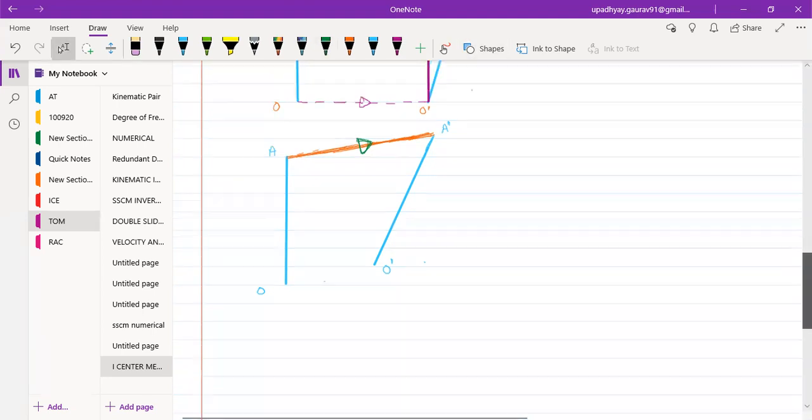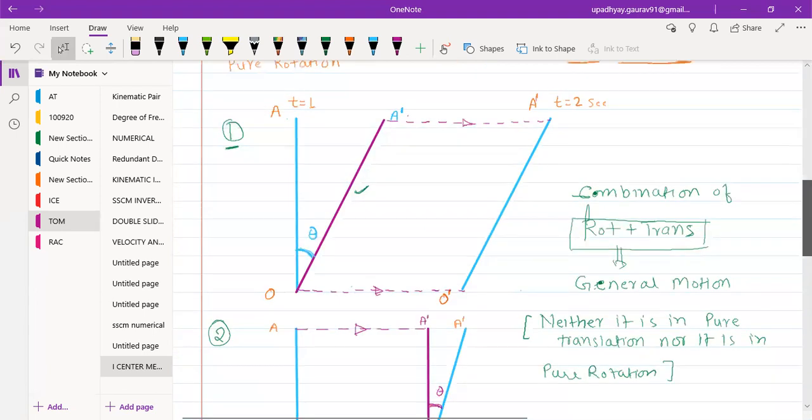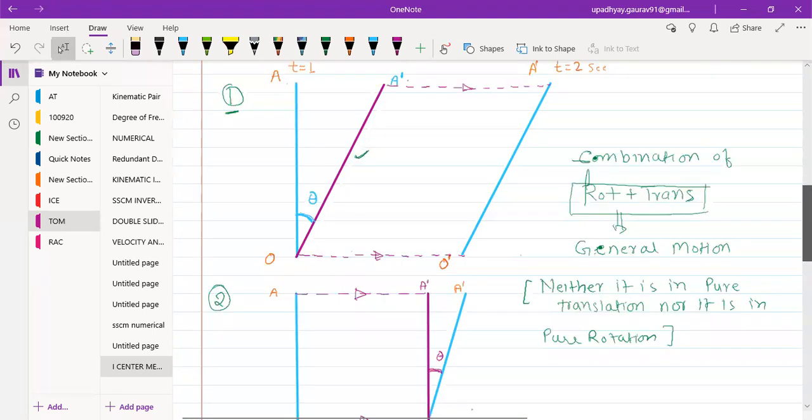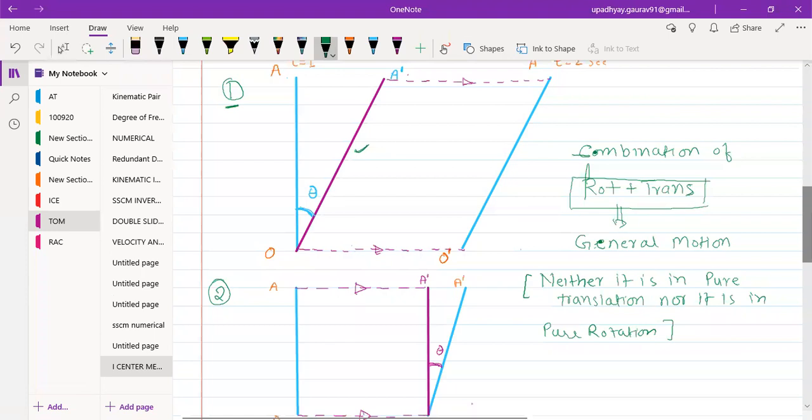I said that both these cases were possible, right? So if I join this from here to here, if I join these two end points, the direction of linear velocity will always be in this direction only. Either it will be this case or it will be that case. Yes or not? Yes.